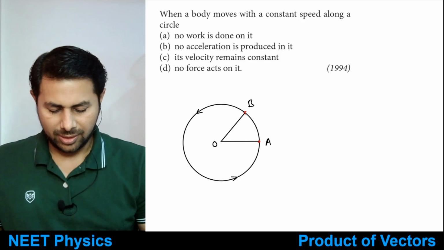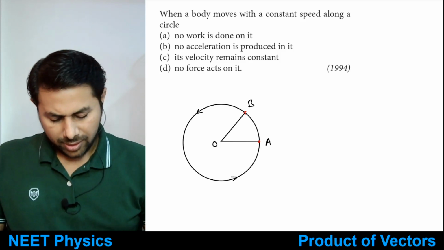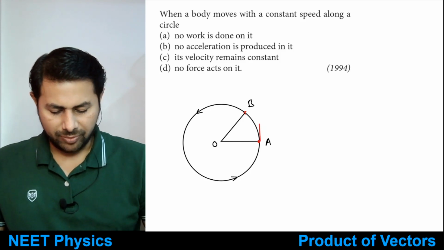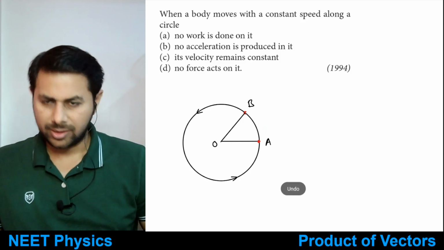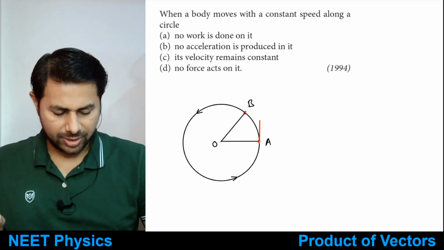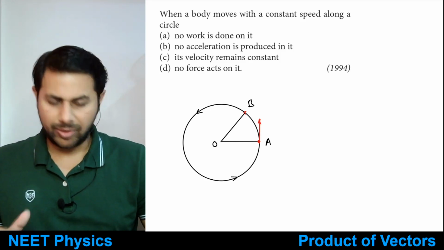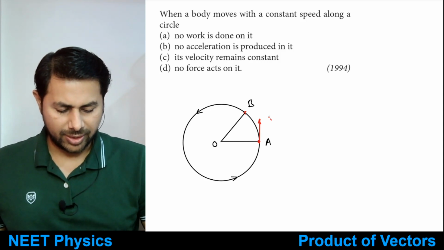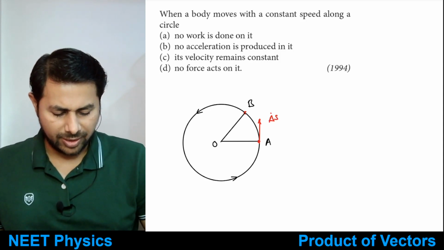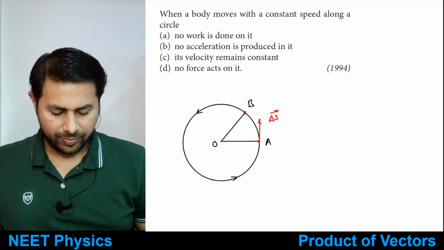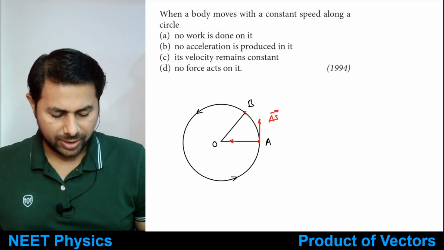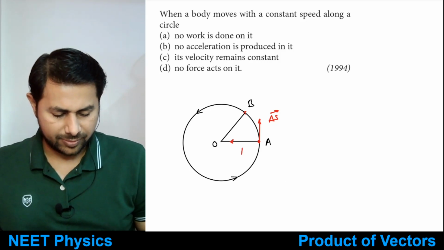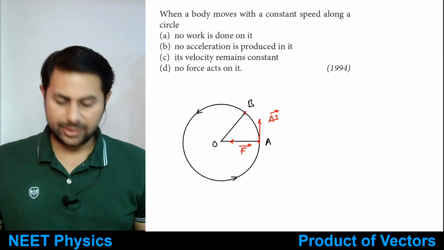Okay. So here when the body is at point A, in what direction is it moving? Let's take a very small displacement. So it is tangential. We know that velocity is tangential, which means displacement is tangential. So this is a very small displacement, delta S bar you can say. What's the direction of force acting on the body? It is towards the center. So F bar, that is the force.